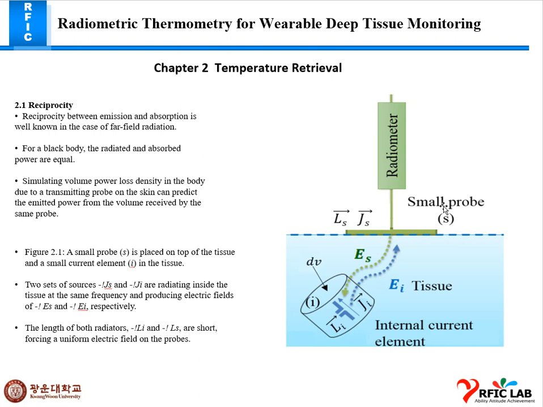There are two sets of sources, JS and JI. JS and JI are radiating inside the tissue at the same frequency and producing the electric fields ES and EI respectively. The lengths of both radiators, LS and LI, are short, forcing a uniform electric field on the probe.